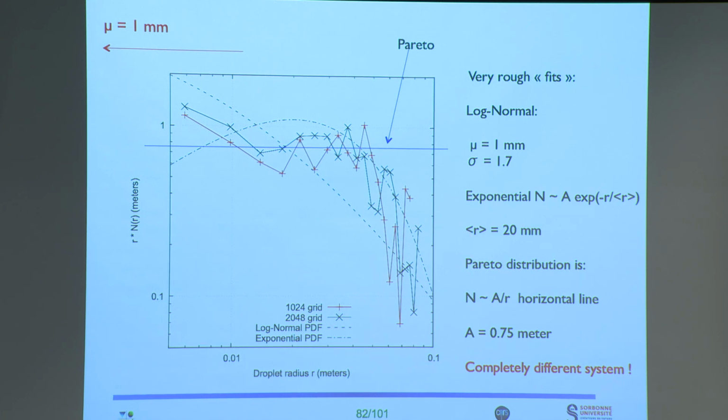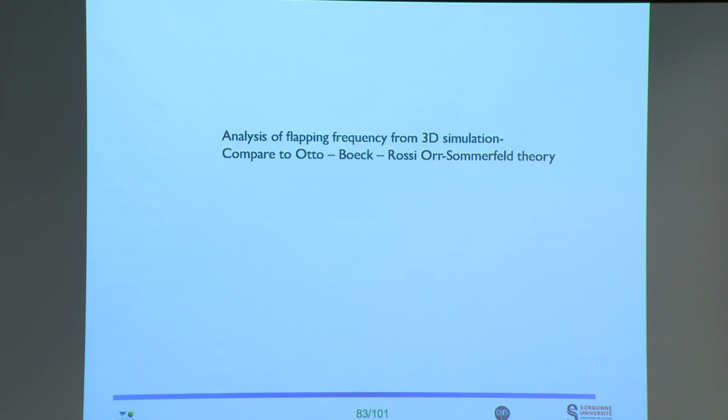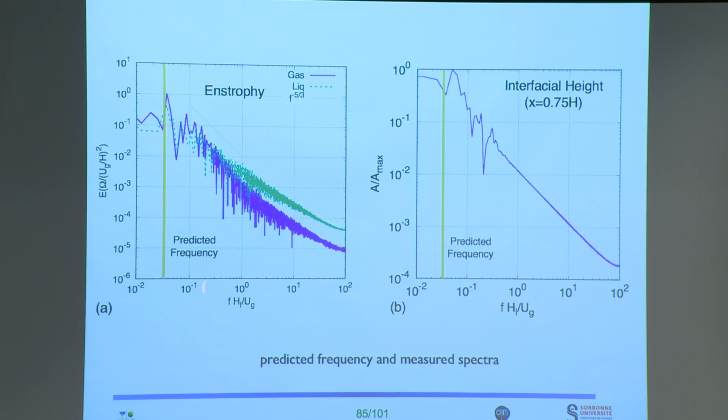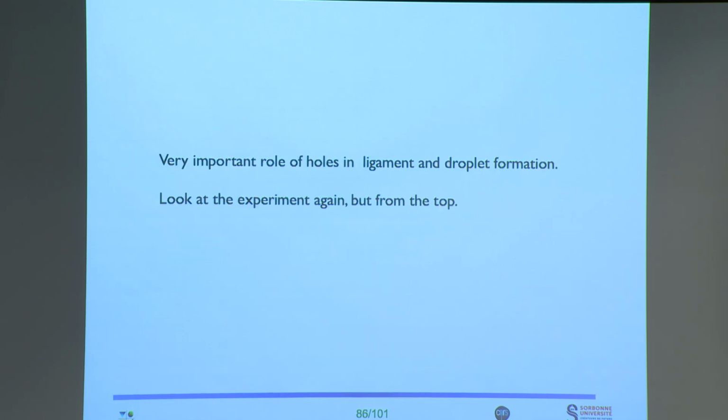This shows you that this is a completely different mechanism of atomization, at a much, much larger scale. So we also analyzed the flapping frequency in the 3D experiment. We again get 7 periods as before, and we again fit the predicted frequency by the Otto, Rossi, and Bock linear theory. So the 3D code also works.